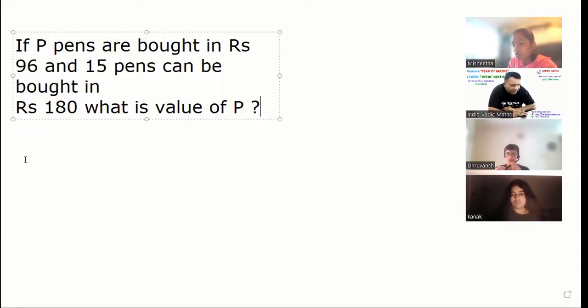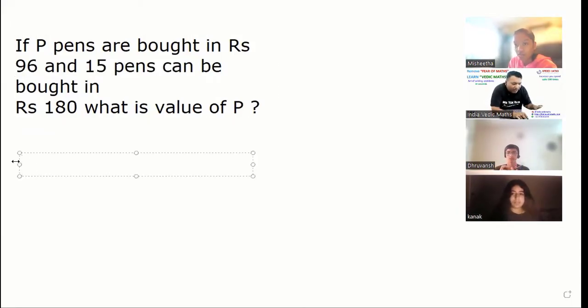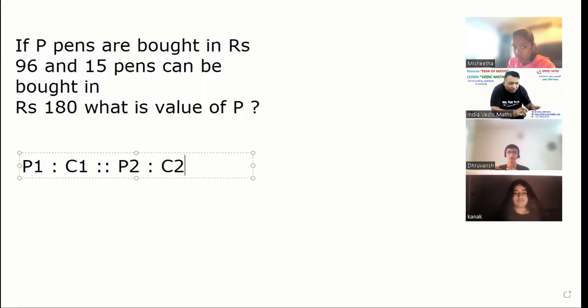So we can say pen 1 versus cost 1 proportional to pen 2 versus cost 2, right? What are the two things here? Pen and cost, right? Mishita? Remember the proportion, ratio proportion thing? When you buy more pens, you have to pay more. When you buy fewer pens, you pay less. Correct? Mishita, unmute please.